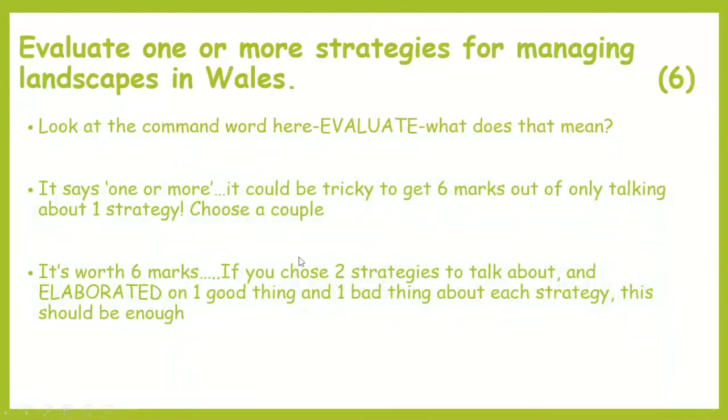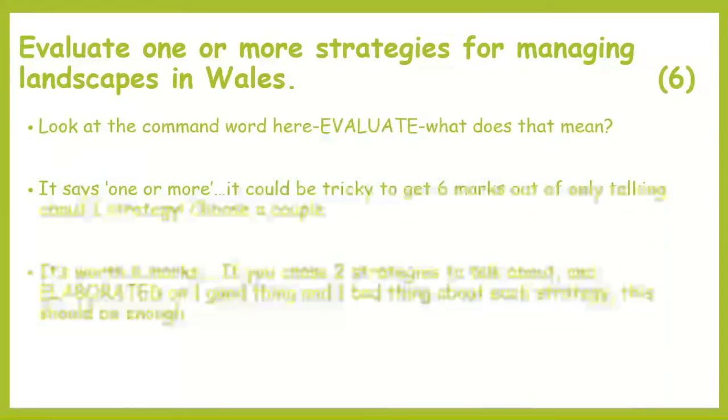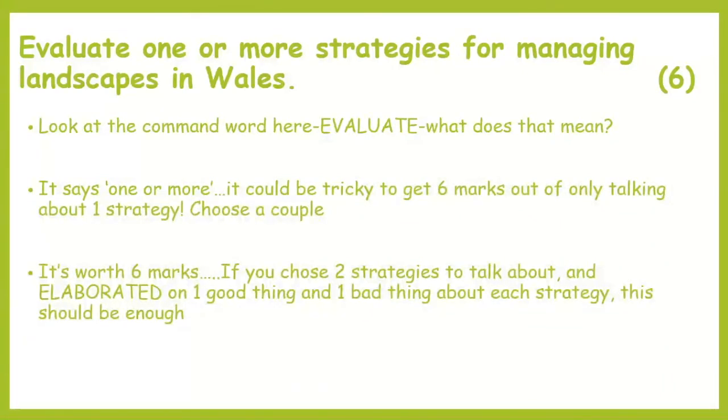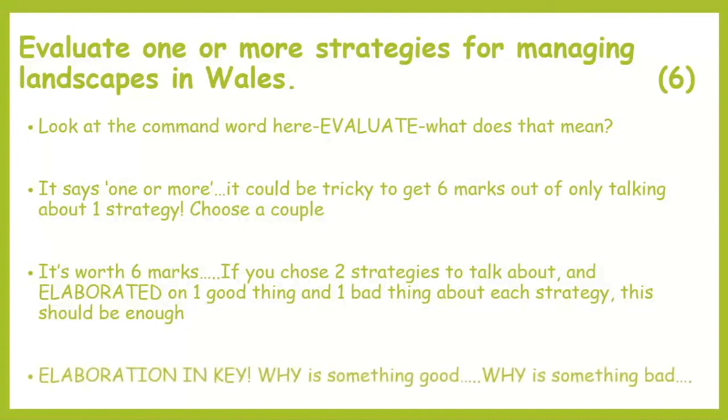It's worth 6 marks. If you choose to talk about 2 strategies, you might talk about the park and ride scheme and installing more bins. Or you might talk about covering footpaths in natural materials like gravel and wood chippings and putting in more bins, whatever it is. Choose 2 of the strategies from the table, but you must, for each point you make, elaborate as to why it is a good thing or why it is a bad thing.